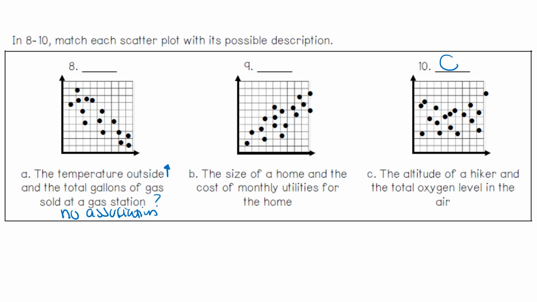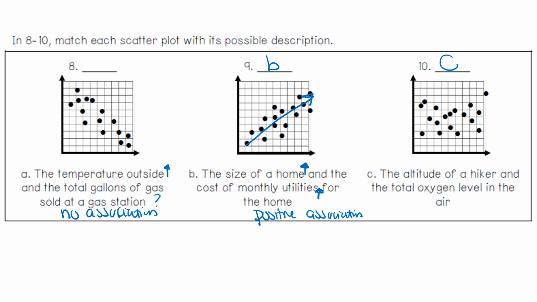Looking at letter B, it says the size of a home and the cost of monthly utilities for the home. So if the home is increasing in size, so a big home, then it's going to be more expensive. Cost is talking about money, so a bigger home is going to cost more. Both of those are going up, so that is a positive association. A positive association is number 9, because those points move in an upward trend, which is representative of letter B.